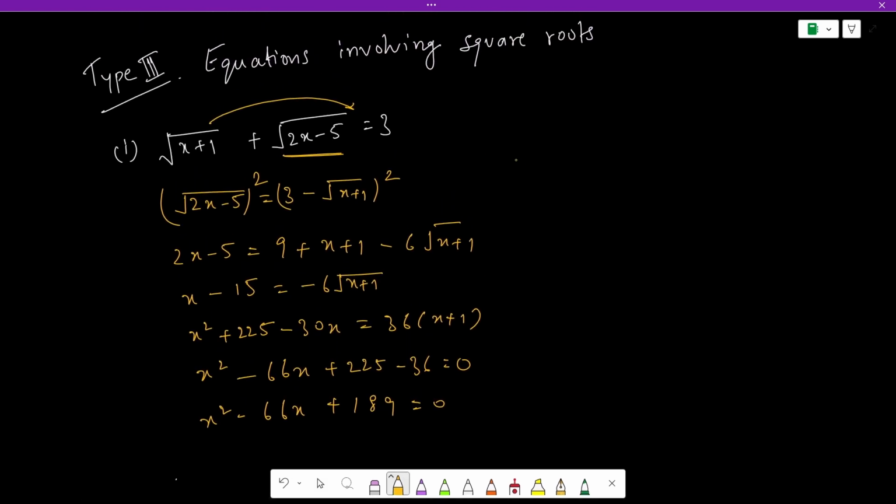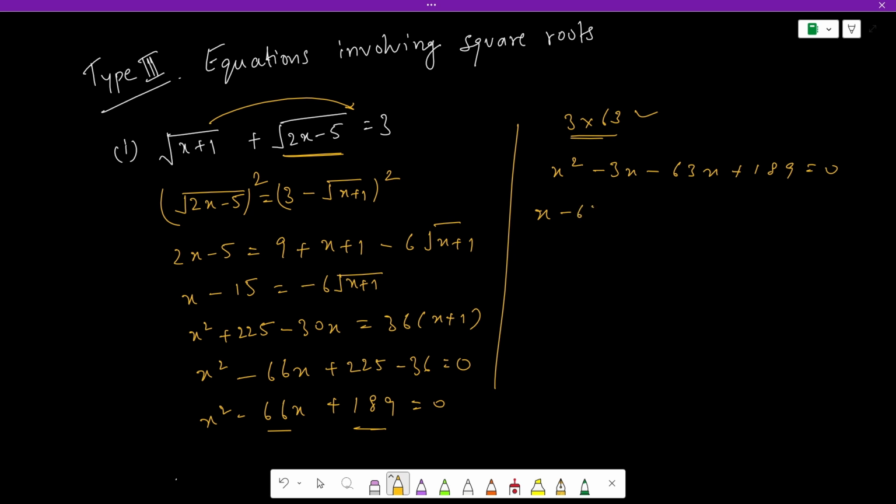Okay, so now we need to factorize this. So 189 is 3 into 63. Now we need the product to be this and sum should be minus 66. So we can just split it like this. So this becomes x squared minus 3x minus 63x plus 189 equals 0. So x minus 63 into x minus 3 equals 0. X comes out to be 63 and 3.